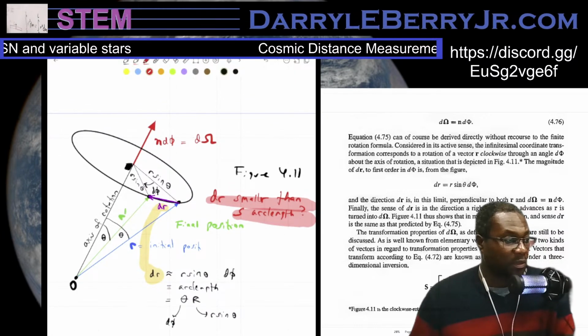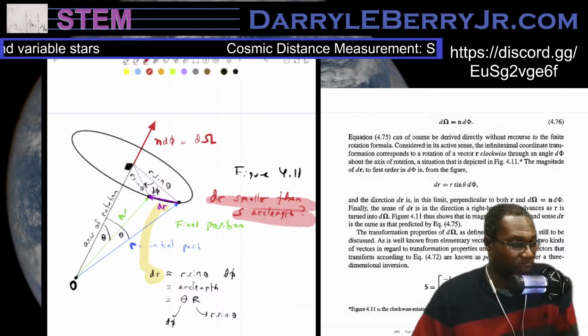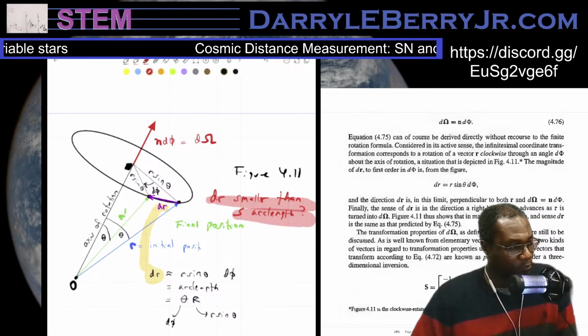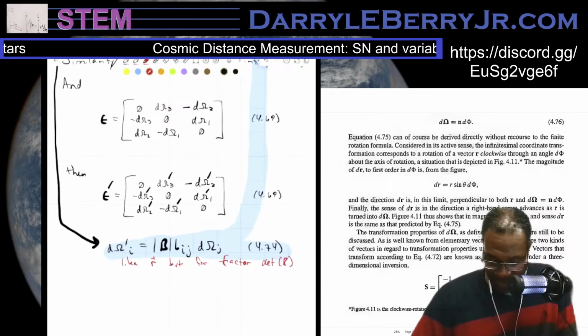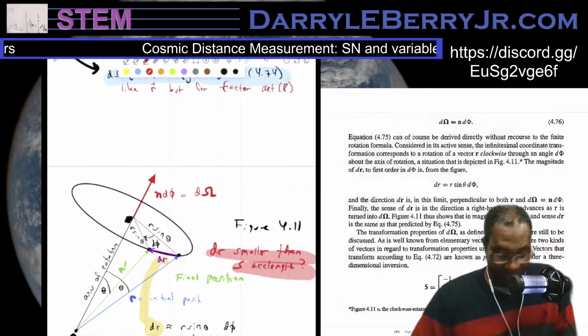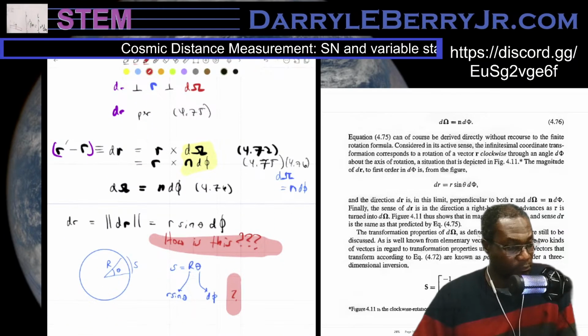Finally, the sense of dr is in the direction a right-hand screw advances as r is turned into d omega. Figure 4.11 thus shows that in magnitude, direction, and sense, dr is the same as that predicted by equation 4.75. The transformation properties of d omega, as defined by equation 4.76, are still to be discussed.